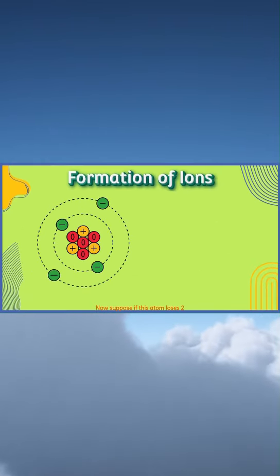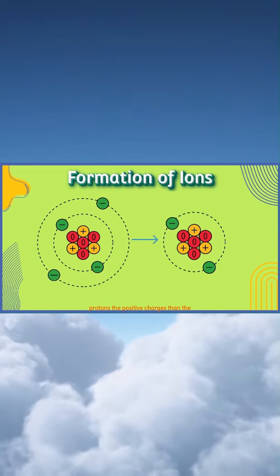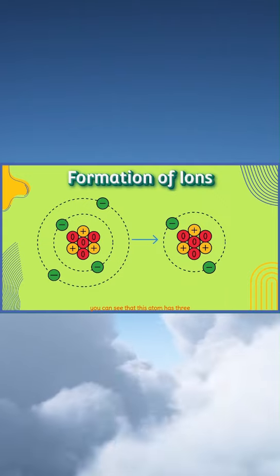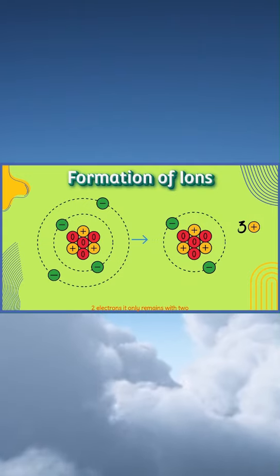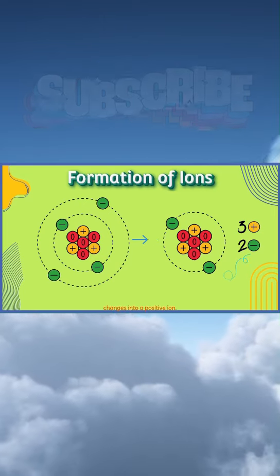Now, suppose this atom loses 2 electrons, then it would turn into a positive ion, because it has more protons, the positive charges, than the electrons, the negative charges. So now you can see that this atom has 3 protons, but after losing 2 electrons, it only remains with 2 electrons. So this atom changes into a positive ion.